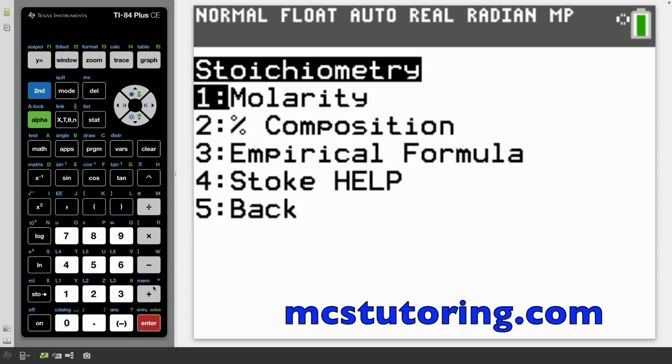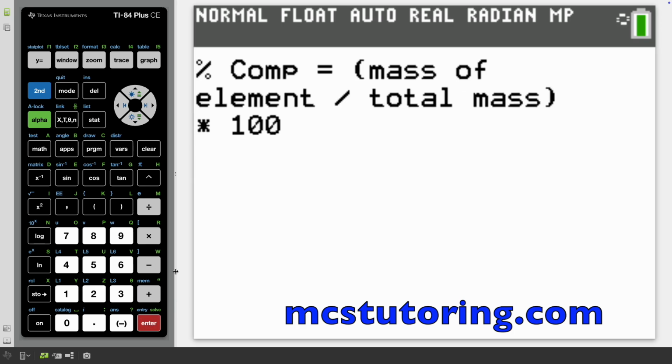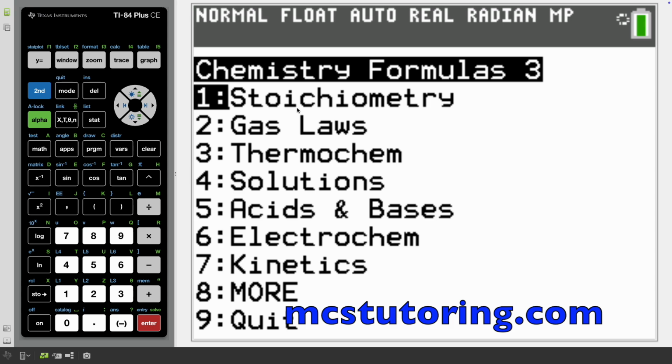We showed you the example of molarity for stoichiometry. Let's do percent composition. And look, this is one of the cool aspects of this program. It will solve for different things. You're not always looking for percent composition. Sometimes you're looking for the mass of an element or the total mass. Percent composition is mass of element divided by total mass times 100. So let's see with the actual numbers. Mass of element is 3 grams, the total mass is 18 grams. So percent composition will be 3 divided by 18 times 100, which is 16.67%.